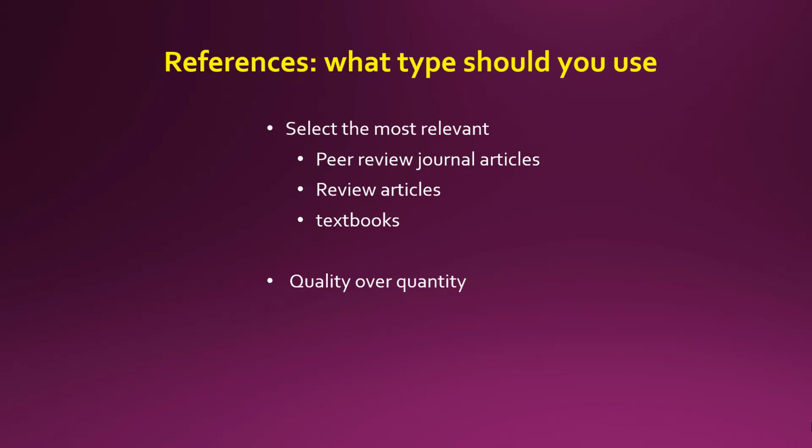So what type of references should you use? You should try to select the most relevant references. These could be peer-reviewed journal articles, review articles, textbooks, maybe even websites. Some of the .org websites like EPA.org and CDC.org are great sources. You also want to keep in mind to choose quality sources over quantity. You don't need to have 30, 40, 50 references.